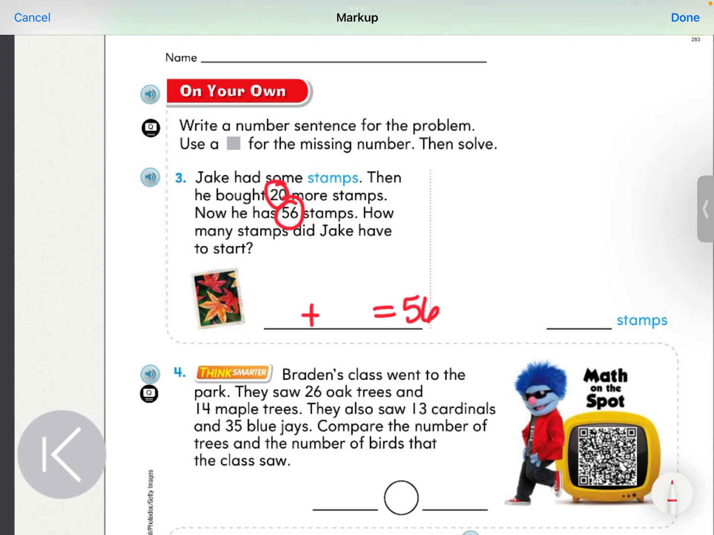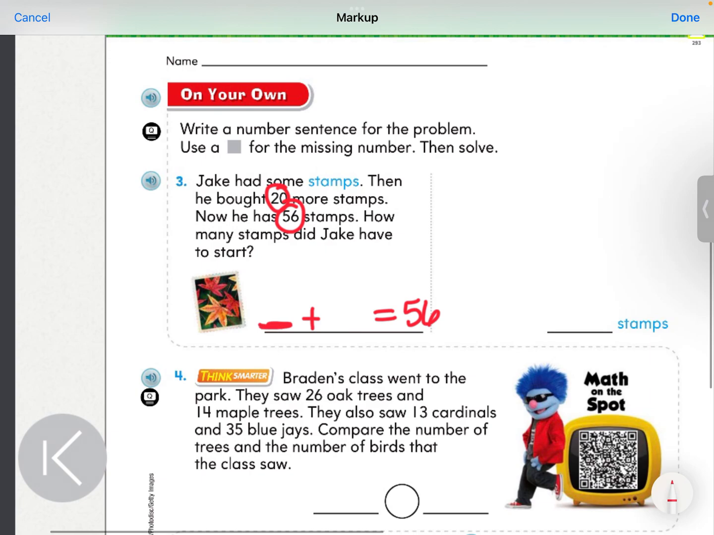Jake started with some stamps. Do I know how many he started with? No, I have no idea. That's what I'm solving for. So I'm going to put my missing number at the beginning of my addition sentence. Okay. And I know that he buys 20 more and that he ends up with 56 total. I need to solve for how many stamps Jake had to start with.